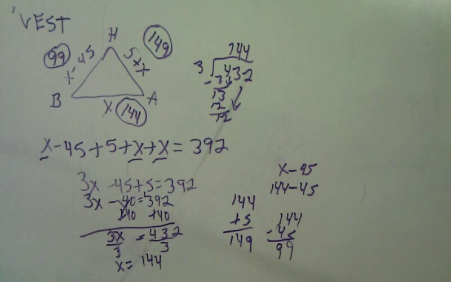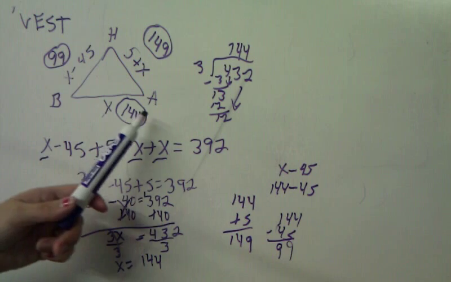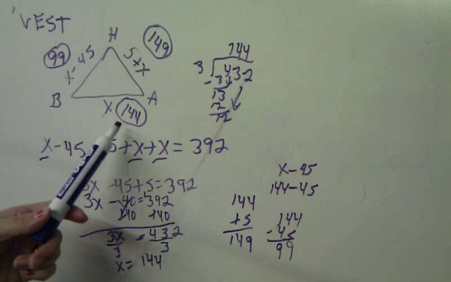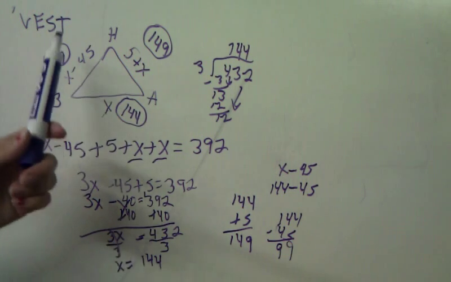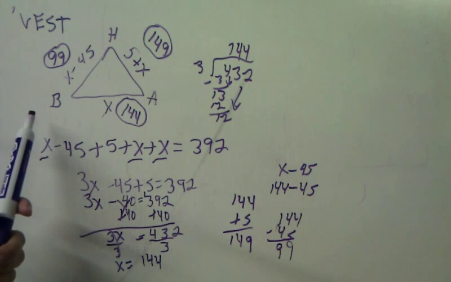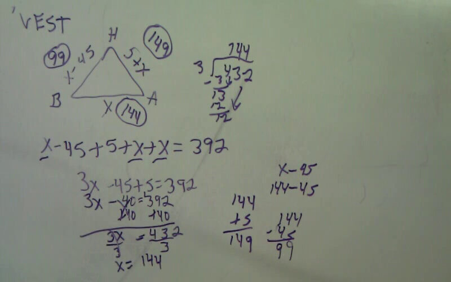From Hanover to Albany is 149 miles. From Albany to Burlington is 144 miles. From Hanover to Burlington is 99 miles. How did you do? Did you do pretty good on that one?